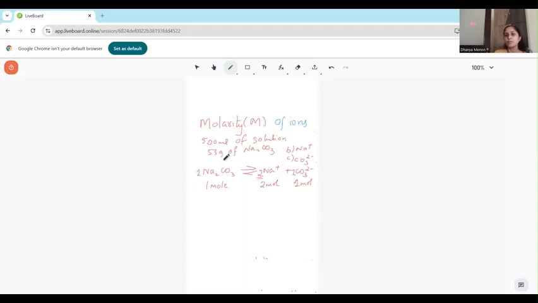Now, if we refer to the definition of molarity, it is the number of moles in 1 liter of the solution. So that means 1 mole of sodium carbonate is there in 1 liter of solution. What about sodium ion? 2 moles are there in 1 liter of the solution. And 1 mole of carbonate is there in 1 liter of the solution. So what is the molarity of sodium ion? Number of moles in 1 liter of the solution. Isn't it 2 molar? Over here for carbonate, 1 mole is there in 1 liter. So isn't it 1 molar?